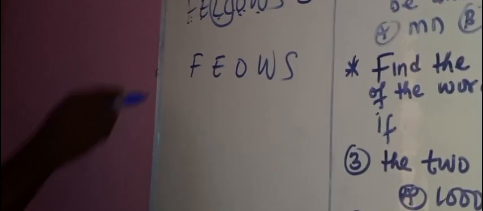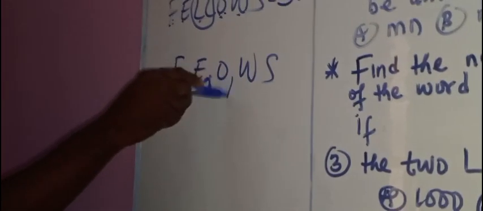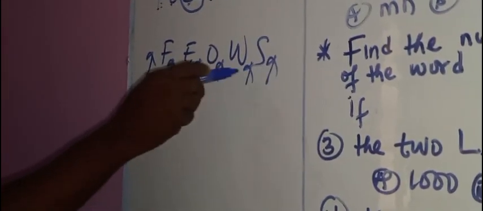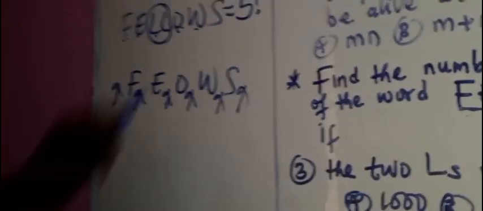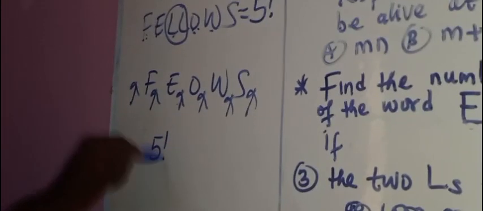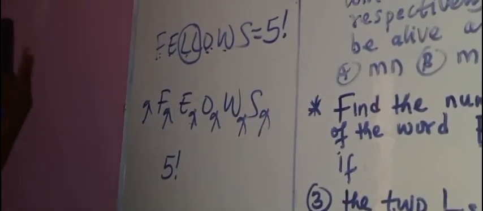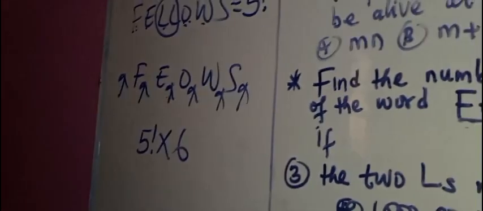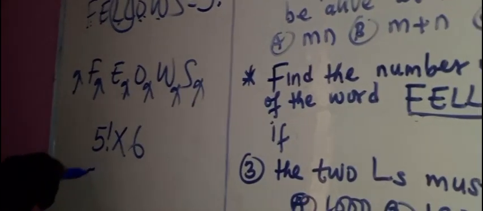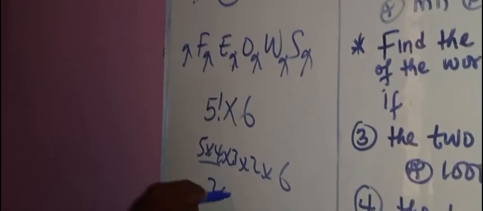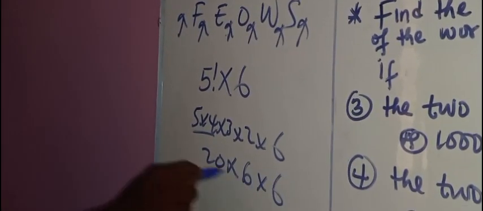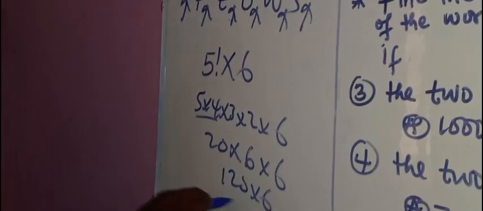Now the 2 L's must be together. They can be either here, or here: 1, 2, 3, 4, 5, 6. 6 possible placements for them. Do you understand? So the permutation of the remaining letters is 5 factorial. Then the 2 L's, since they must be together, I only take their placement, which is just 6. Yes, that's it. So this will be 5 times 4 times 3 times 2 times 6. 5 times 4 is 20. 2 times 3 is 6. 20 times 6 is 120, times 6. I think that is 720. So that one is this.